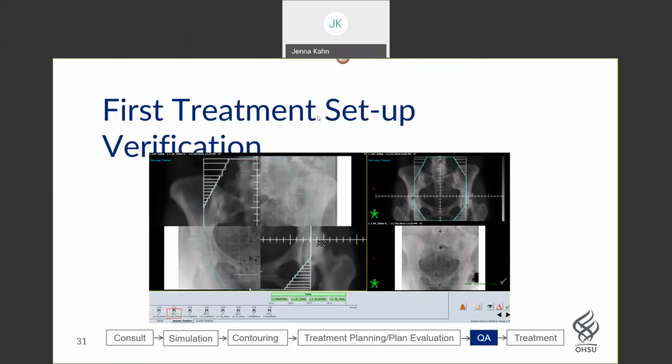On the first day of treatment, we do a setup verification, and that's where the target plan from this X-ray or this digital reconstruction is compared to the imaging that is done on the first day of treatment. And we line that up to make sure that the pelvic bones, for instance, in this case, are exactly lined up to what we wanted to prescribe to. Once that is approved, then the patient is treated.